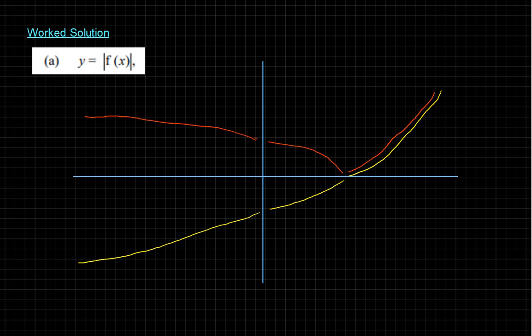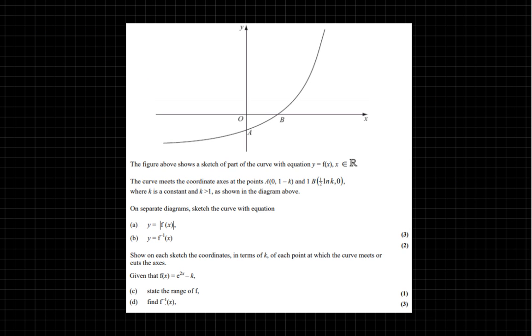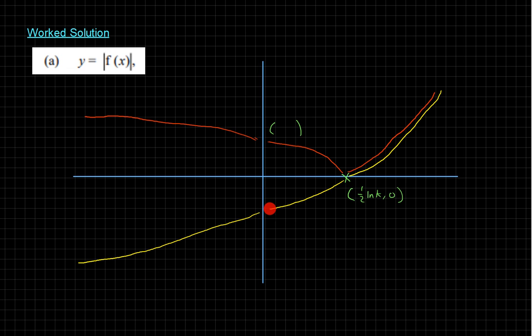Okay, and in terms of the crossing points and what's relevant, well, this one's going to stay the same. That's still a half ln k, 0 as it was on the original diagram. And this point here, well, down here the y value was 1 minus k. Let me double check that, was it? Yeah, it was 1 minus k. So up here it's going to be the negative of that, the negative of 1 minus k, k minus 1. So as an actual fully fledged coordinate, let's write it correctly, it's still at an x value 0, but we've got k minus 1 as the coordinate.